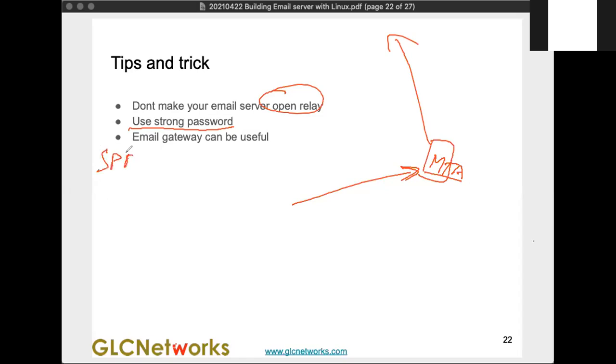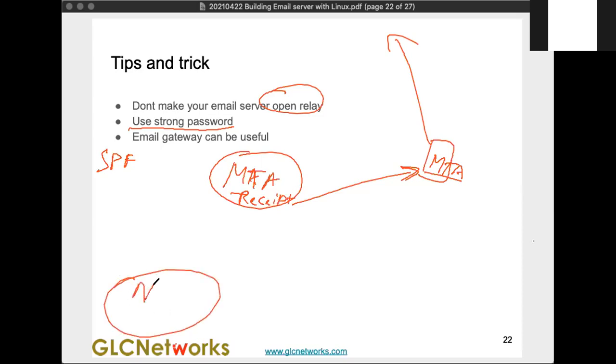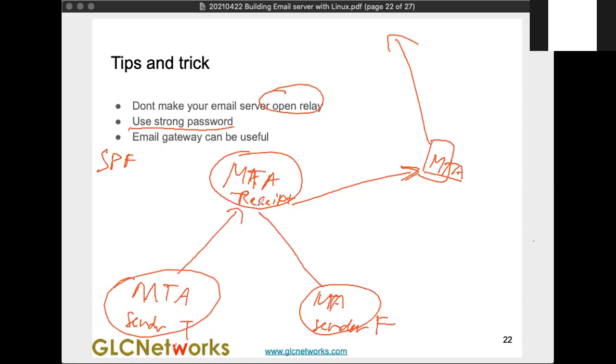Let's talk about SPF. So this is the MTA target, the recipient, and this is the MTA sender. But this is also an MTA sender as well. So this is true and this is fake. They are also sending here, with a different IP address. This is IP1, this is IP2. This is from glcnetworks.com, and they are sending also from glcnetworks.com. Yes, it is possible.